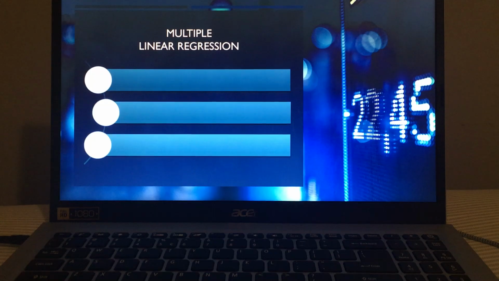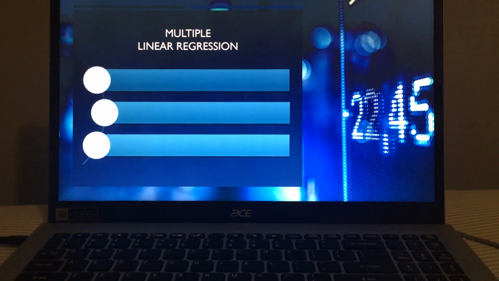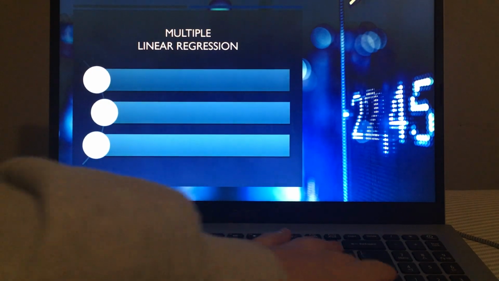However, although the number of coefficients that need to be estimated has changed, the basic idea of how the estimation works has not changed. So our estimated coefficients, estimated beta 0, estimated beta 1, and estimated beta 2, are those that minimize the sum of squared residuals. So now we're going to look at what the assumptions of multiple linear regression are.